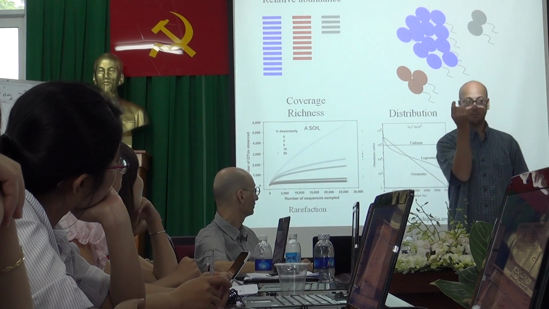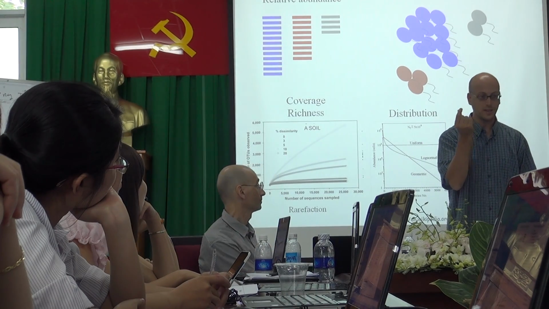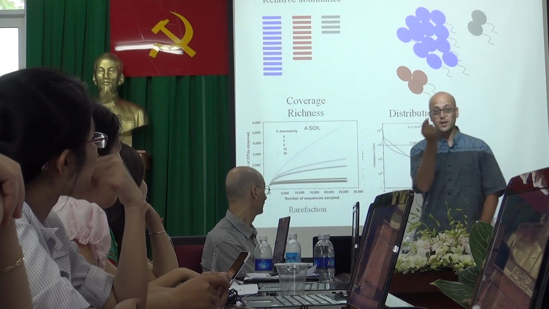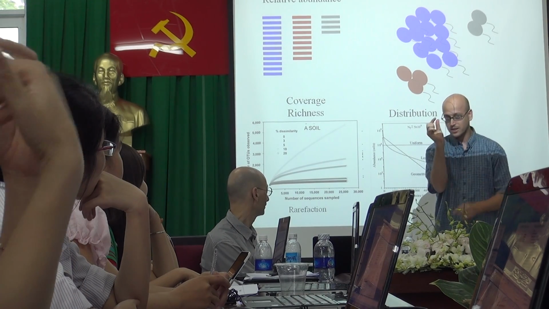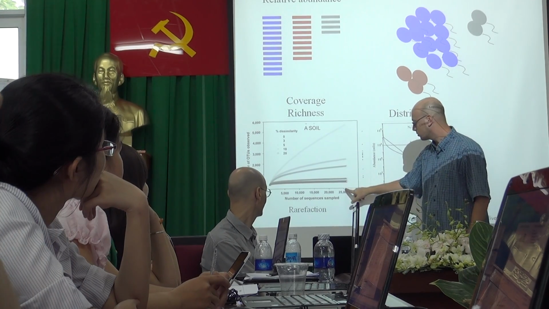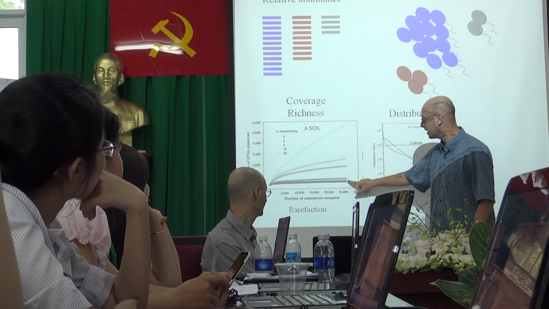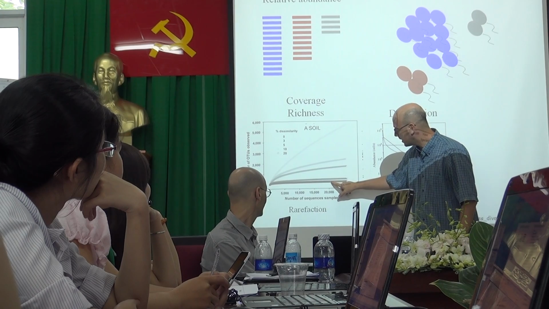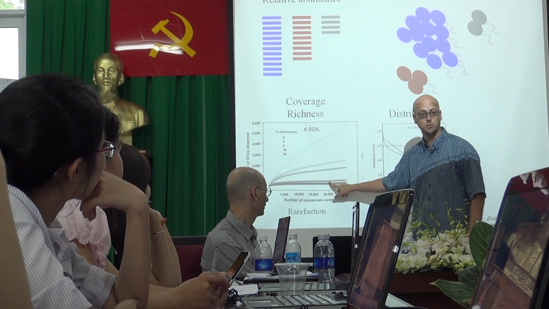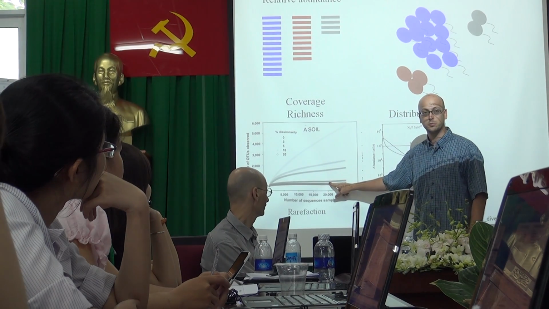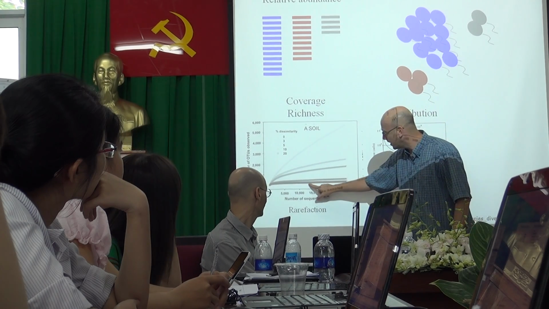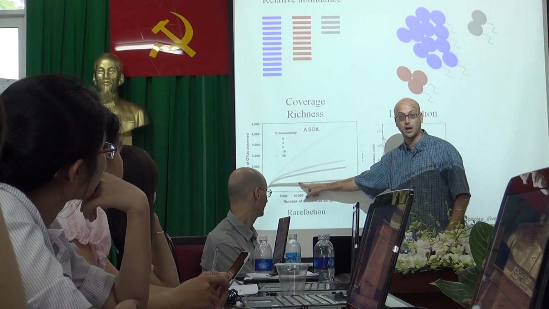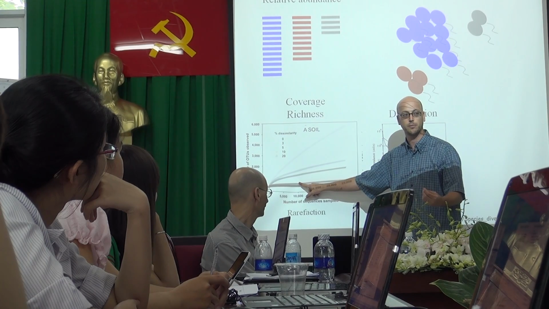So I take my 100 groups and I say, with this little soil, I took 25,000 sequences and I got 100 groups. But what if I take just 20,000 sequences? How many groups do I have now? What if I take just 10,000 sequences? How many groups do I have now?